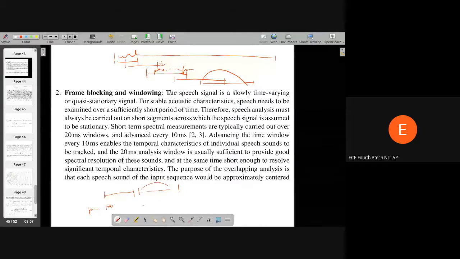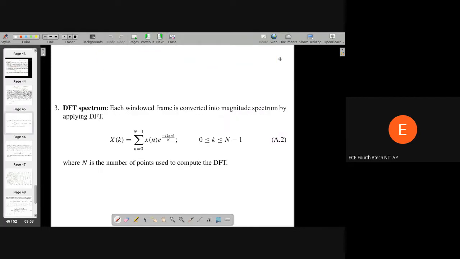The best way is a single operation. If you do pre-emphasis once, that's done for the entire speech utterance, and then you can do framing and windowing. So let's stick with that.